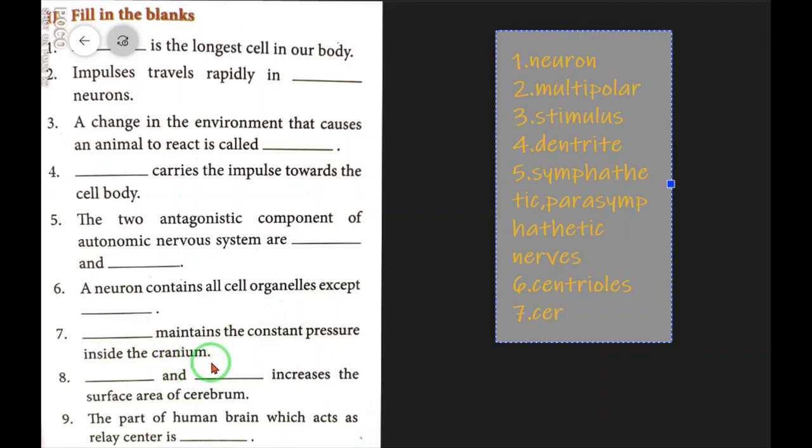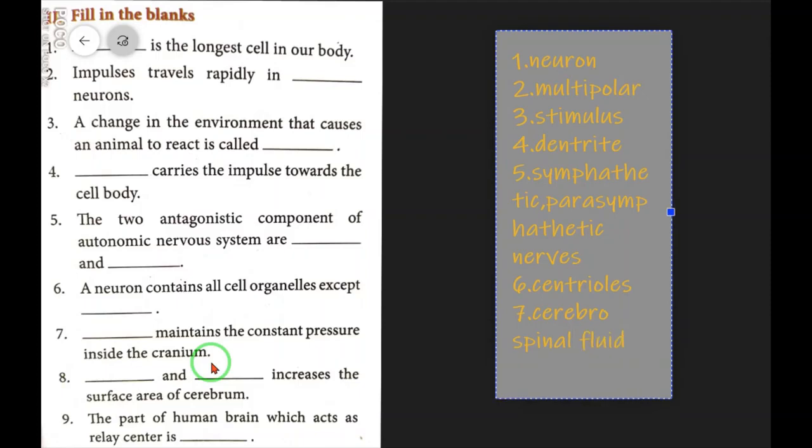Cerebrospinal fluid. Question number 8. Dash and dash increase the surface area of cerebrum. Sulci and gyri.